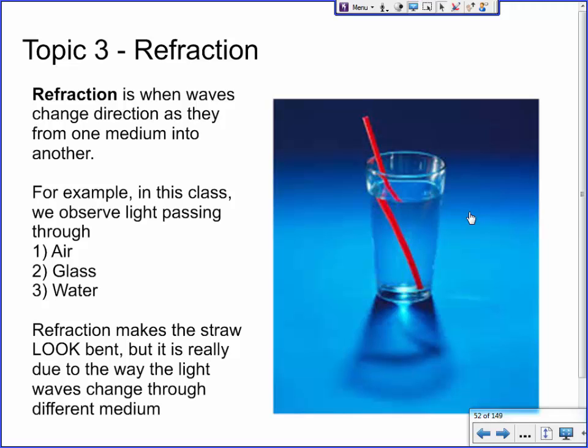Does that make sense? So when we get to the next one up after gamma, there's X-rays. What would we use X-rays for? Medical imaging, something along those lines.